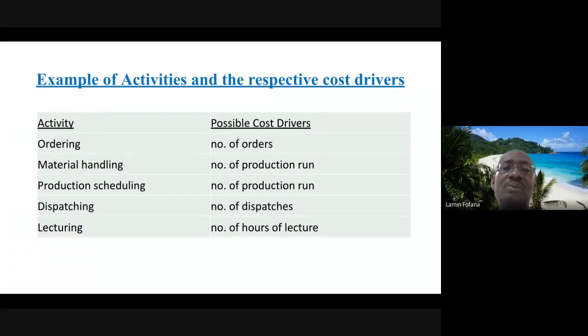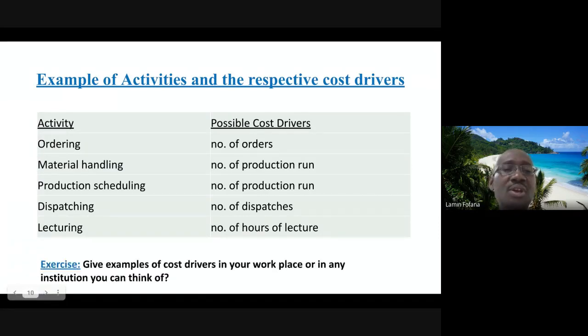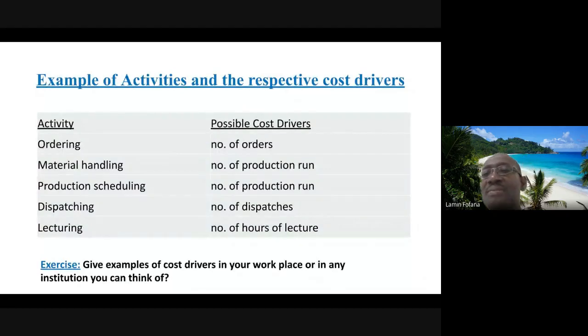Yes. Good. So material handling, the number of production runs, production scheduling, dispatching, lecturing, you can have and so on and so forth. So let's brainstorm over this. Each of you is working in a different organization. Let me just select. There is somebody who works for GRA, Mr. Cham. Mr. Cham, at GRA, what activity can you think of, and what will be the cost driver?